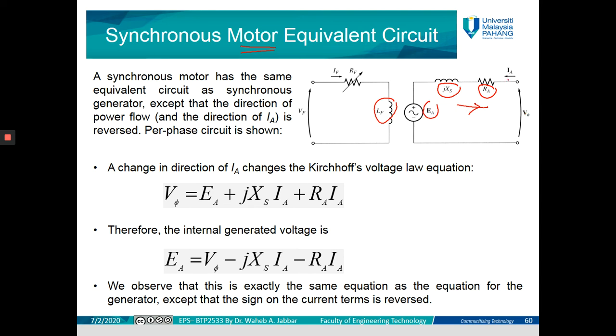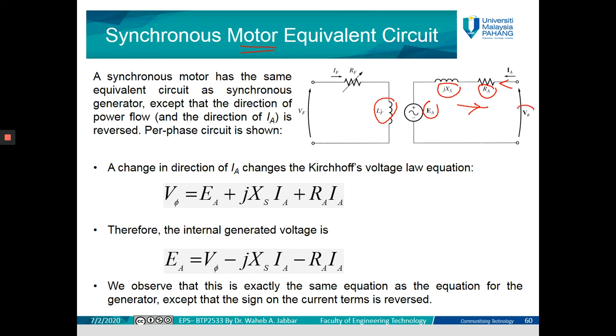But here we are going to apply input current to the stator winding. In order to generate magnetic flux, we need to apply a three-phase power supply to the stator winding, so we can generate a magnetic flux for the stator. We have another magnetic flux here, so the machine can rotate. So in terms of components they are the same: still have synchronous reactance, still have armature resistance, still have EA, but the direction of the current will be opposite.